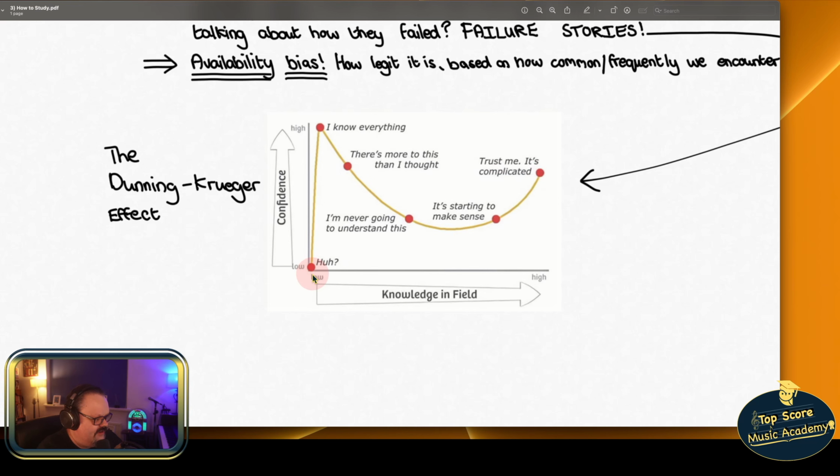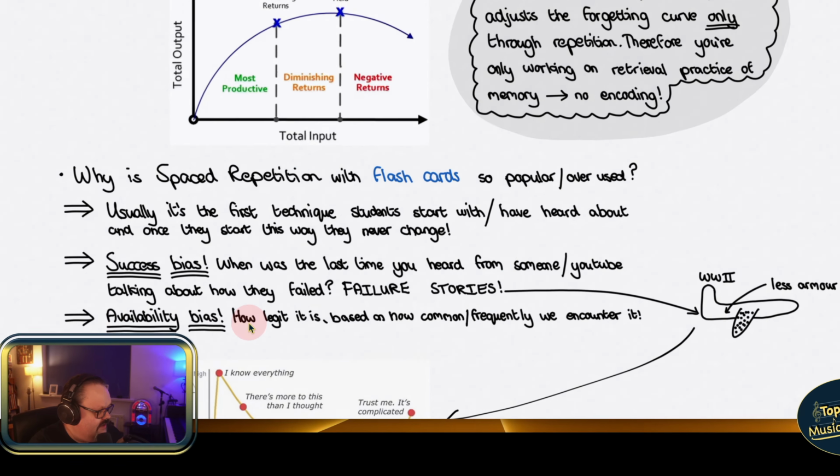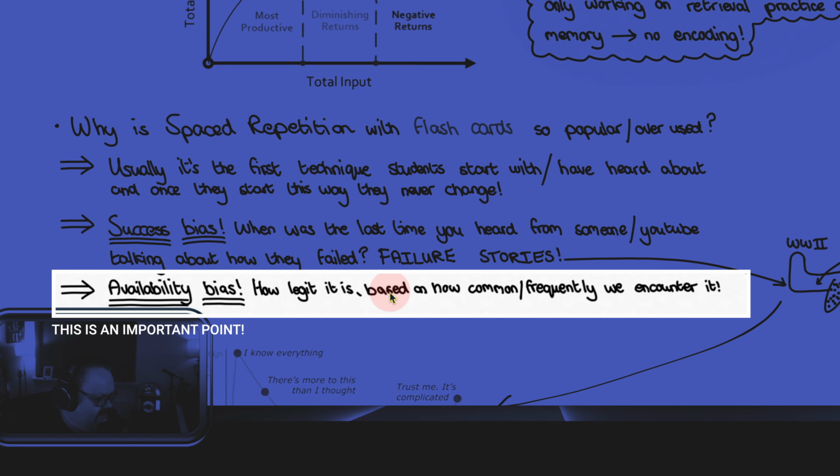And that happens over a period of time, from low to high knowledge in the field, and low to high confidence. The last thing as well, guys, is availability bias: how legit something seems based on how commonly and frequently we encounter it.